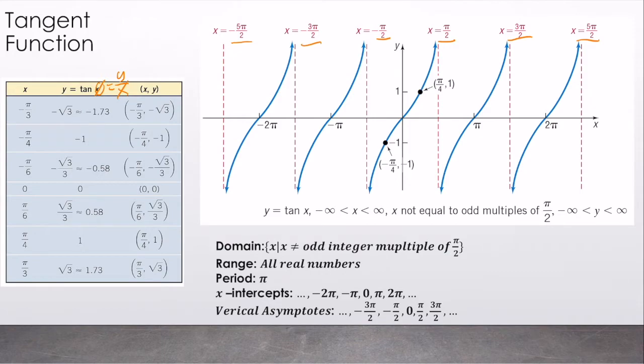Its range is all real numbers, and its period is pi. Its x-intercepts are all multiples of pi, and its vertical asymptotes, again, are at all the odd integer multiples and 0, right? No, not 0. Odd integer multiples of pi over 2.